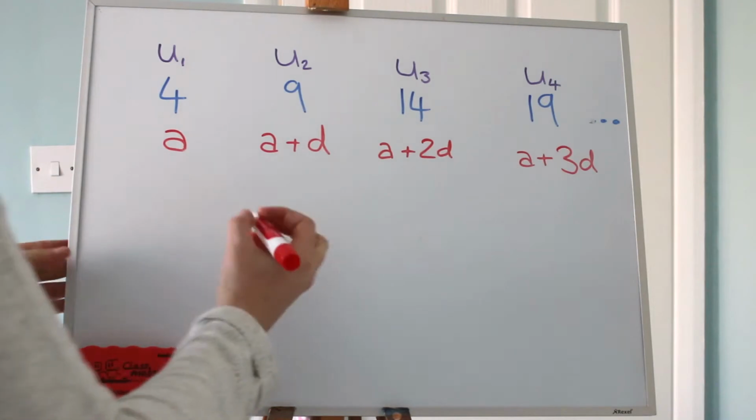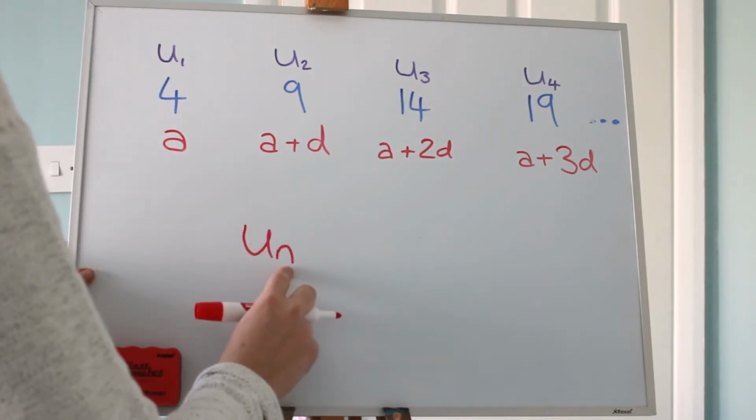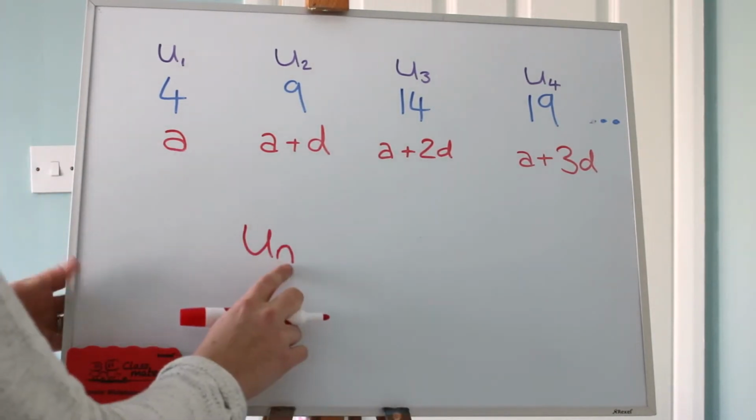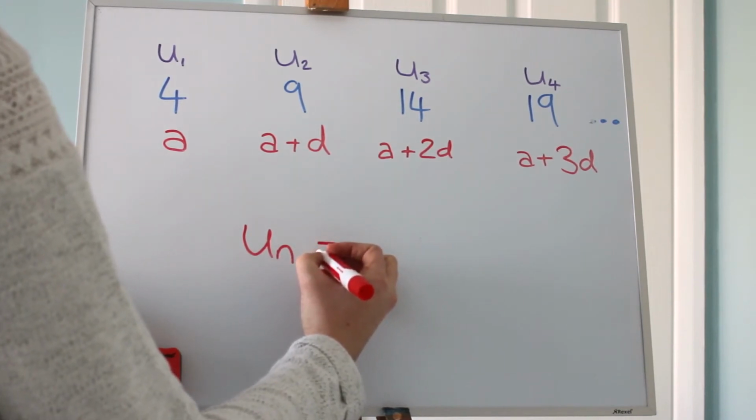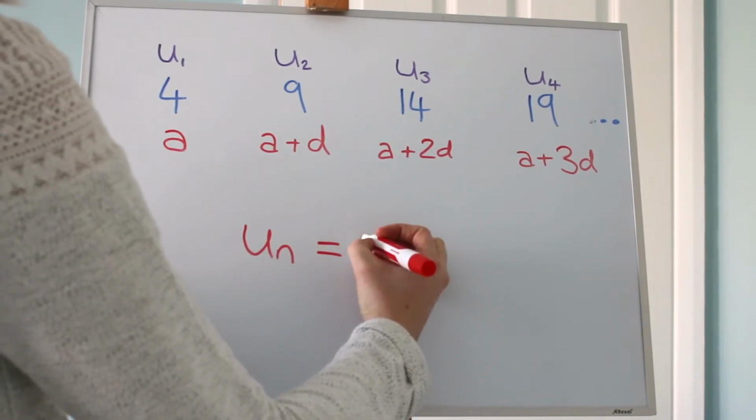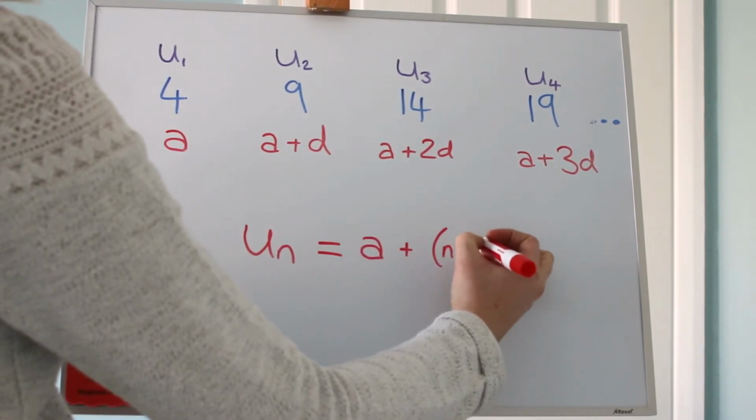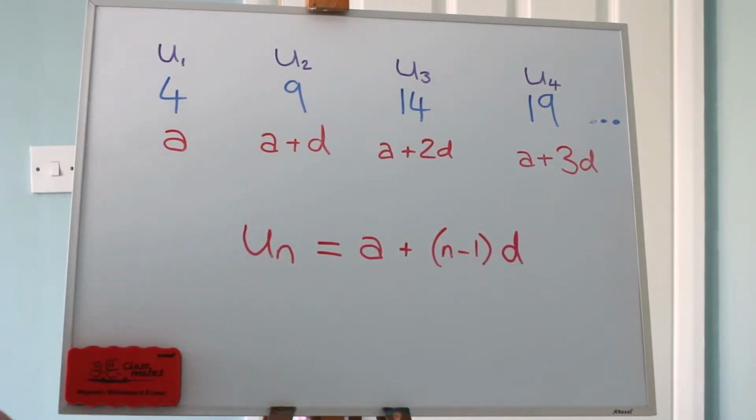So a general expression for any term of the sequence can be given by UN, and that's what we're going to call it. N is any position in the sequence, so the fifth term, N is 5. So a general term UN, we start with the first term and we add 1 less of whatever position we're in. So 1 less than N, lots of D. So I hope that makes sense.